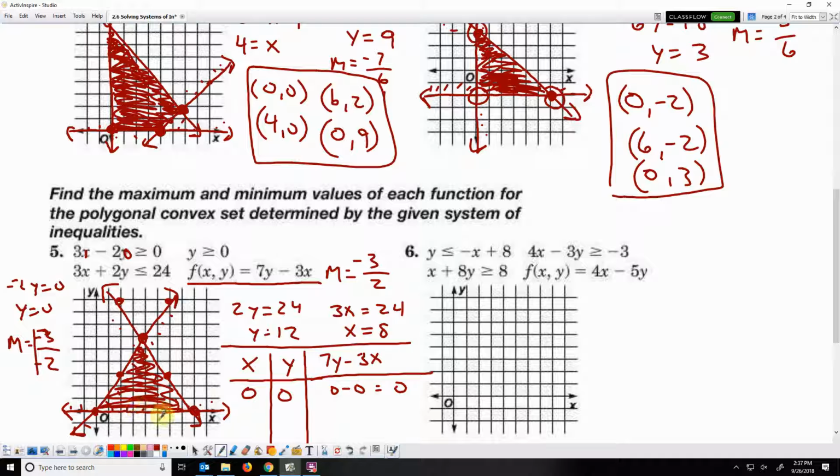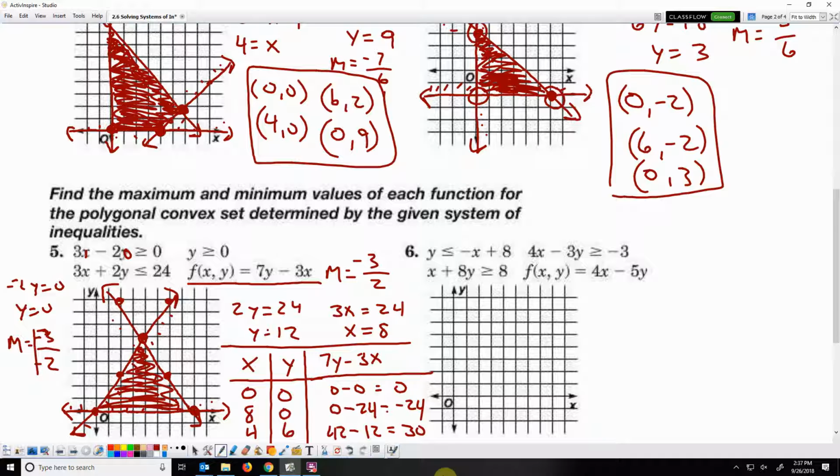Okay, then I've got 8, 0. So I've got 7 times 0 minus 3 times 8, which is negative 24. And then my last coordinate, 1, 2, 3, 4, 1, 2, 3, 4, 5, 6, I've got 4, 6. So that's 7 times 6, which is 42, minus 3 times 4, which is 12, and that is 30.